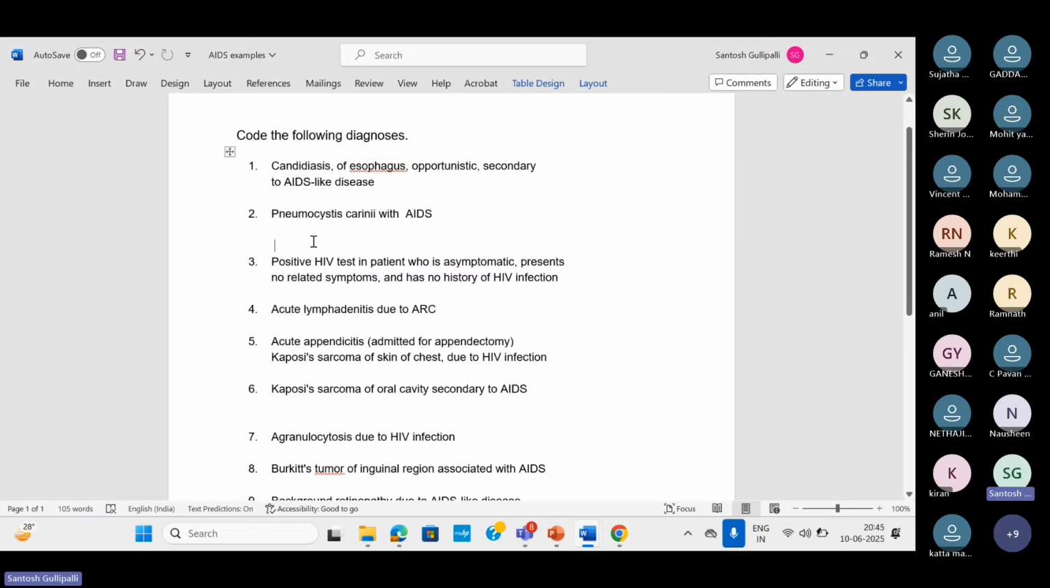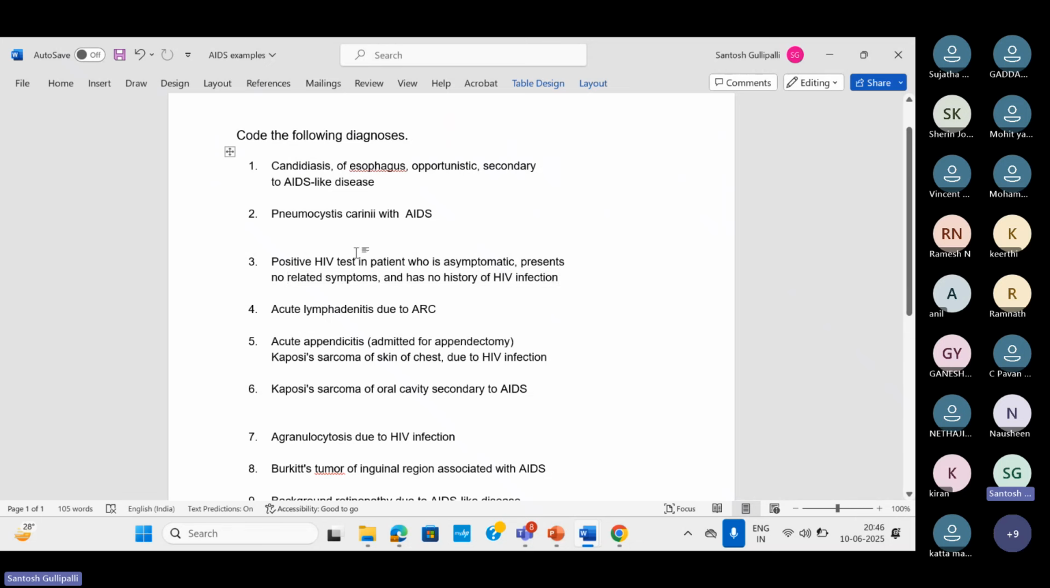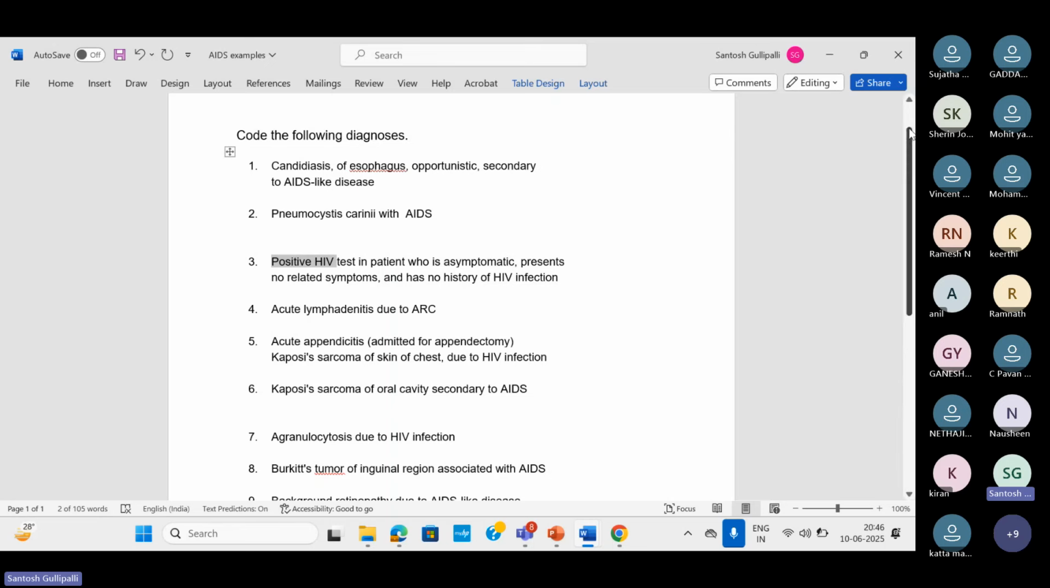Third example, a positive HIV test in a patient who is asymptomatic, presents no related symptoms and has no history of HIV infection. So the test result is positive, but the patient is asymptomatic. That time you can assign Z21 or B20. Z21. The remaining examples you should complete by tomorrow.